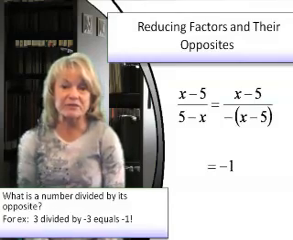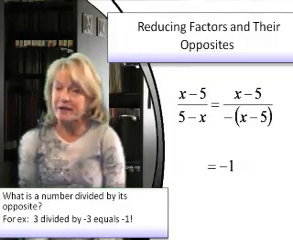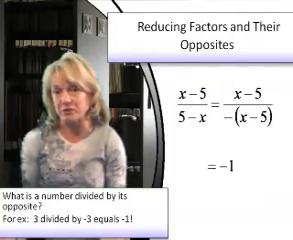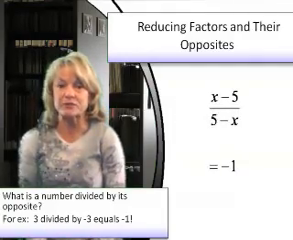Notice how the x minus 5's will cancel, leaving us with a negative or a negative 1. If you know that your two factors are opposites, you don't need to be formal about showing the result of negative 1. Simply cancel and replace it with negative 1.